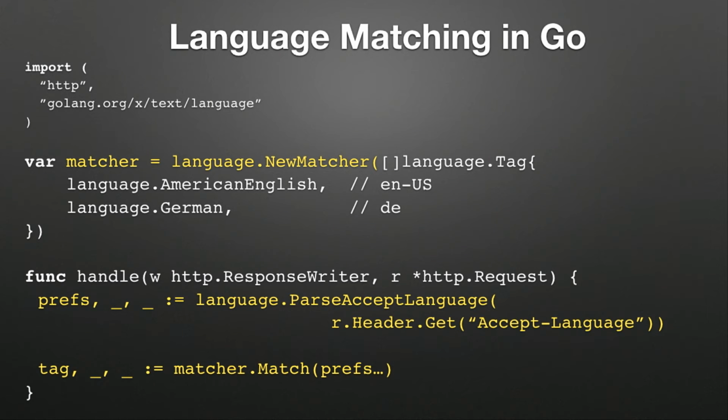And then here's a typical way you would do this in an HTTP handler. There is this header called Accept-Language, where users can specify which languages they understand. The language package provides a parser for this, and it will return a sorted list of these tags. So all you need to do subsequently is pass this list of tags to the matcher, to the Match method, and you will get your answer.